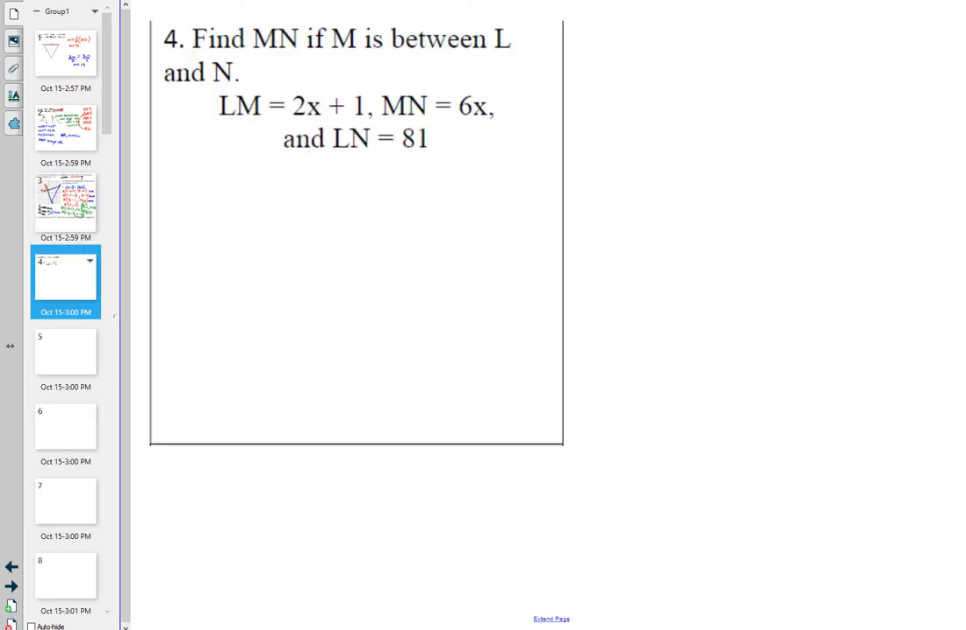Okay, find MN if M is between L and N. What do you think we should do here? What do you think would be a good strategy to take here?